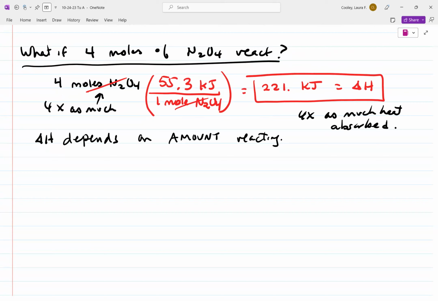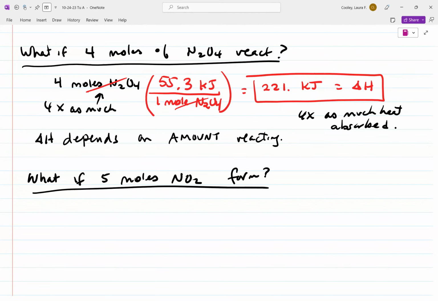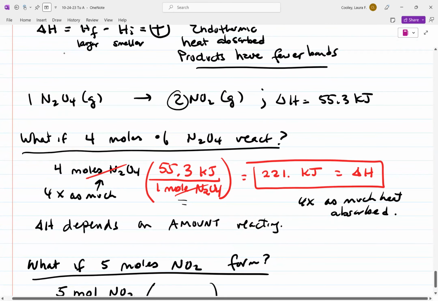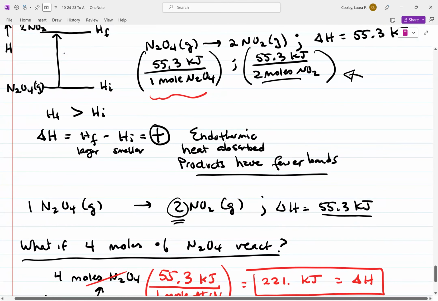Okay, so what if 5 moles of NO2 form? So you guys, what do I do here? What if 5 moles of NO2 form? Well, I start with what I know. 5 moles of NO2. And now, instead of using this guy, I have to go back and say, oh, there's a 2 here. So that's 55.3 kilojoules per 2 moles of NO2, as I wrote over here.